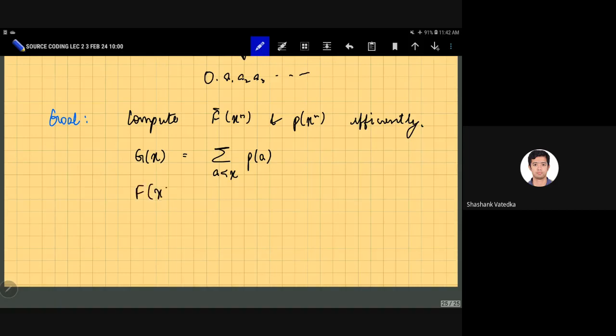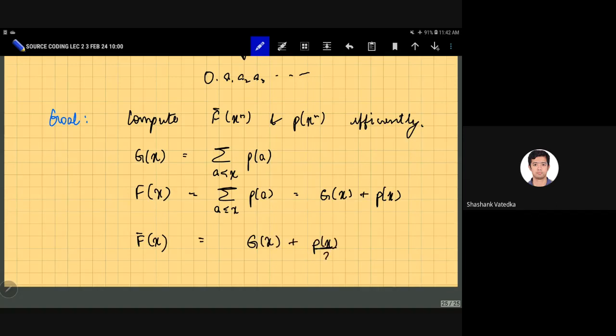So we have this: the CDF is g of x plus p of x, and f bar of x is g of x plus p of x by 2. So if I can compute g of x efficiently and p of x efficiently, then I can compute f bar of x or f of x very easily.